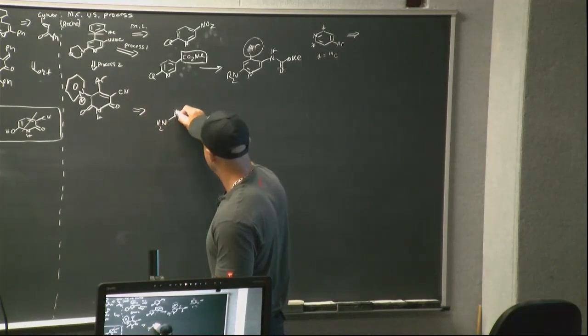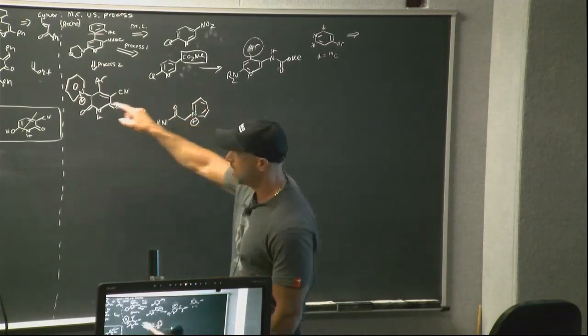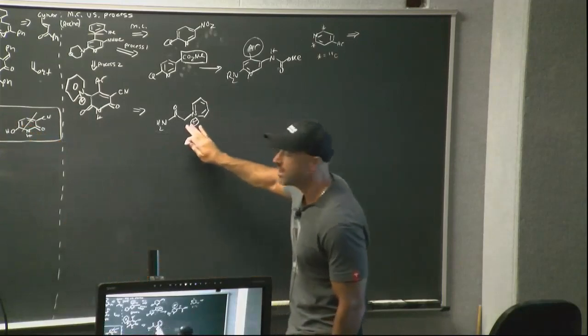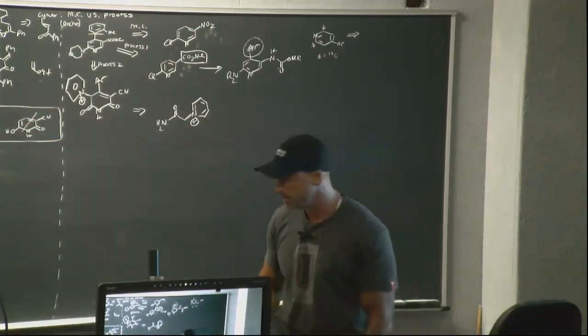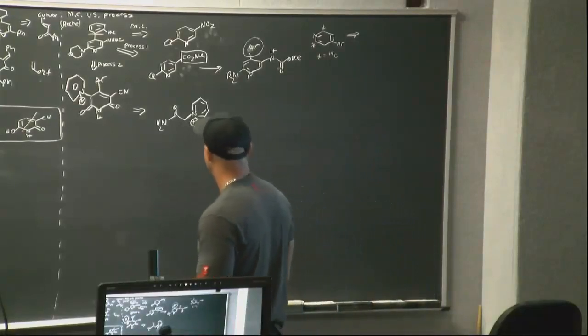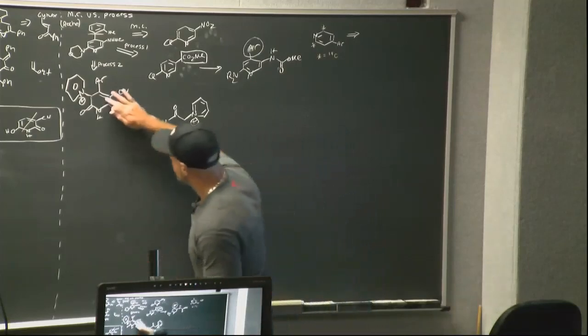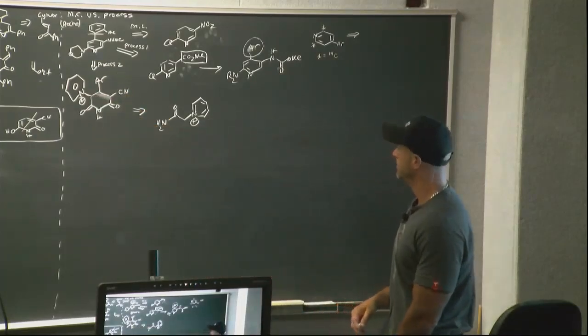And this is great because it's super crystalline, it's super cheap, and it is the conceptual equivalent of Guareschi-Thorpe. It takes the place of the cyano, but leaves nothing behind. And I think the only mistake here is we don't need the olefin. That's right.